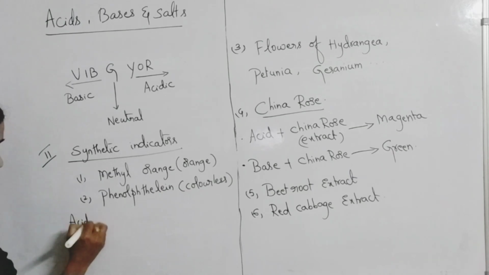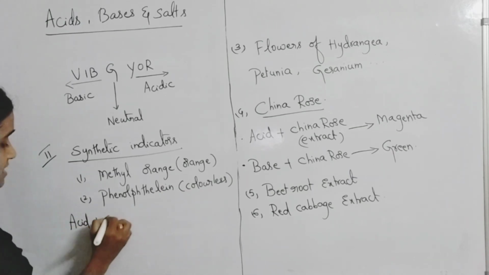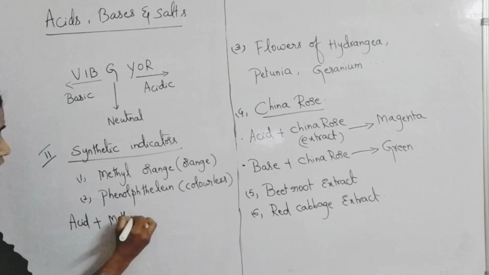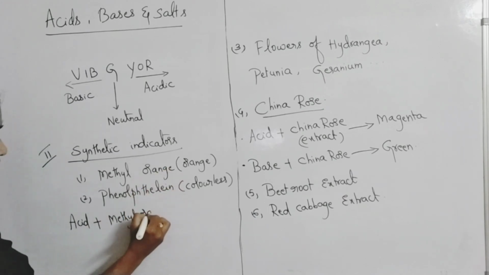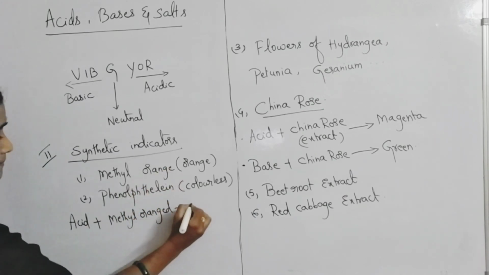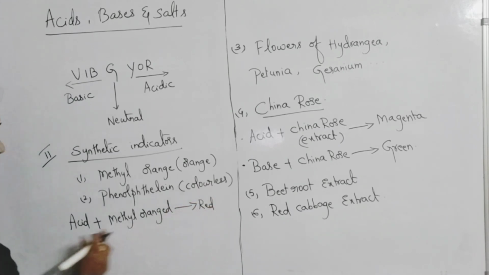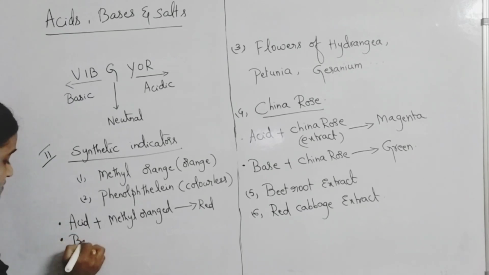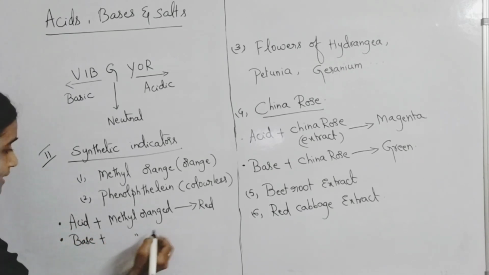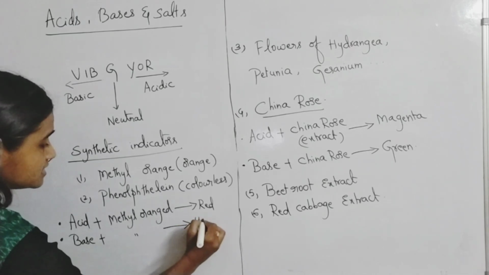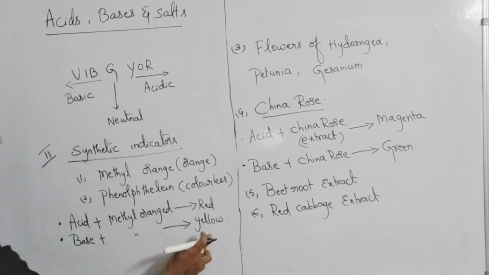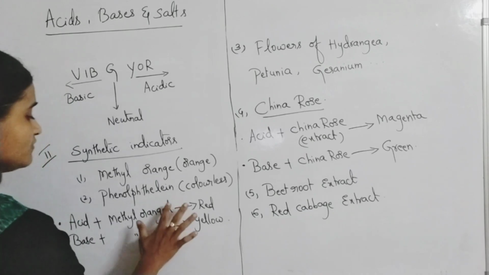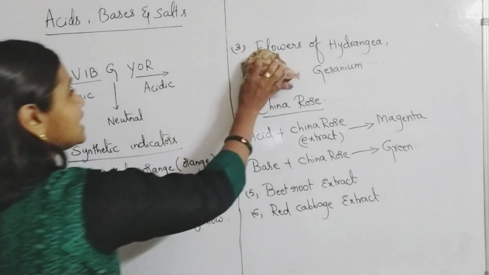So you just remember, acid plus methyl orange. Methyl orange color is what? Orange. Acid plus methyl orange, it turns red. If it turns red, then you can say that the substance taken is acidic. Same like that, base plus methyl orange turns yellow. If it turns yellow, you can say that the substance taken is basic in nature. So with methyl orange you can observe these color changes.